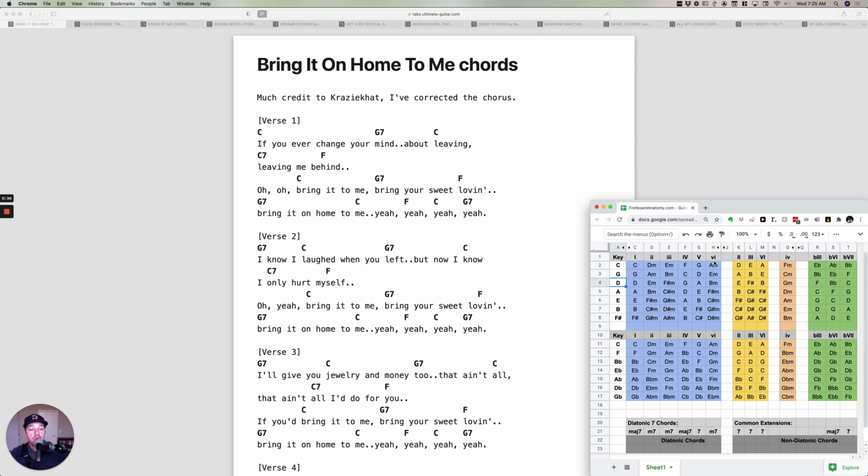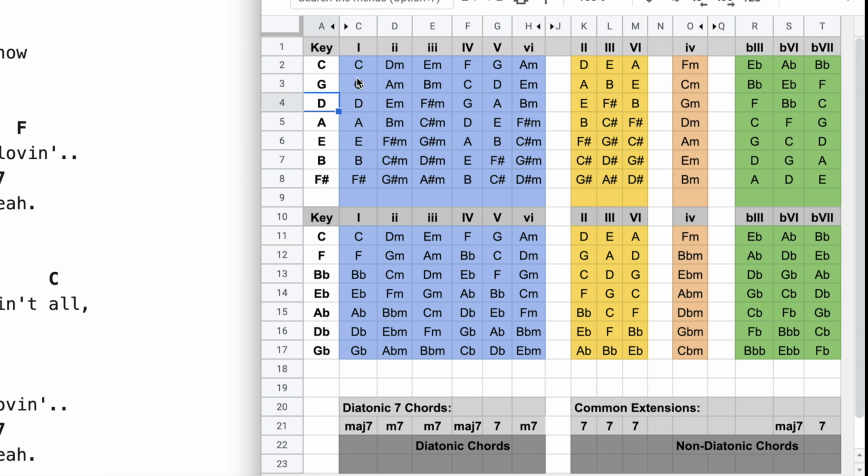Okay, so we have this chord chart right here. The ones in blue are diatonic. Those are the chords that are made up only of notes inside of the key. There are 7 unique notes, and there's 7 chords built off of there. There's only 6 right here. That's because I've hidden the 7th one.